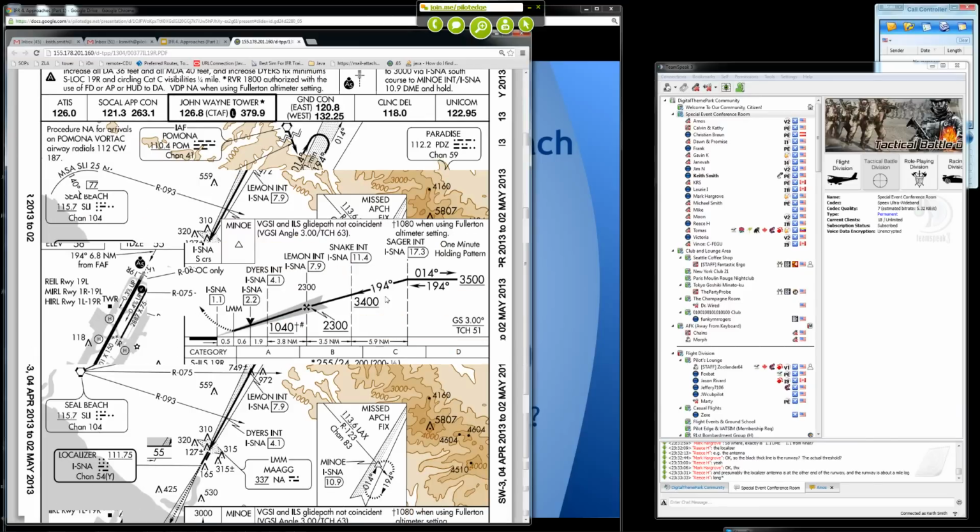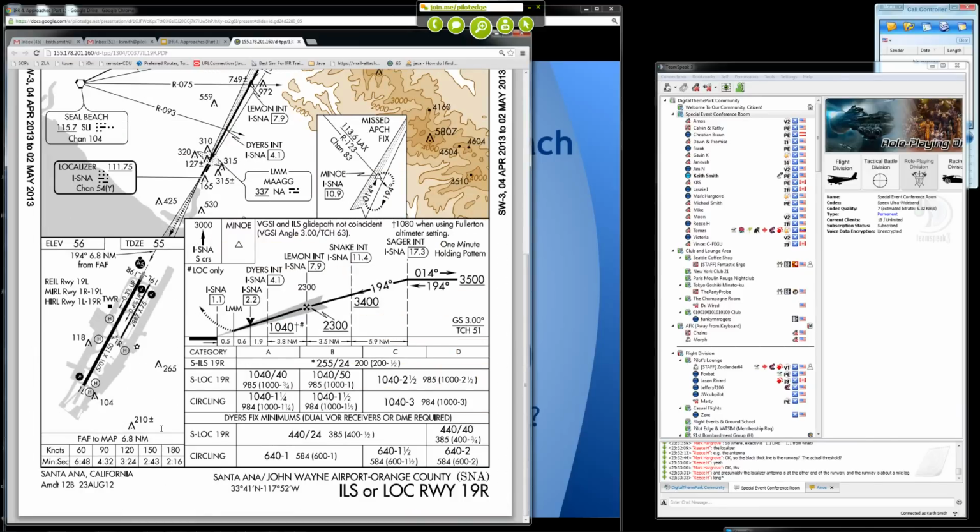Okie dokie. So let me see if we covered everything we need to on the non-precision side of things. Any questions off the top of your heads about non-precisions, at least localizer approaches?